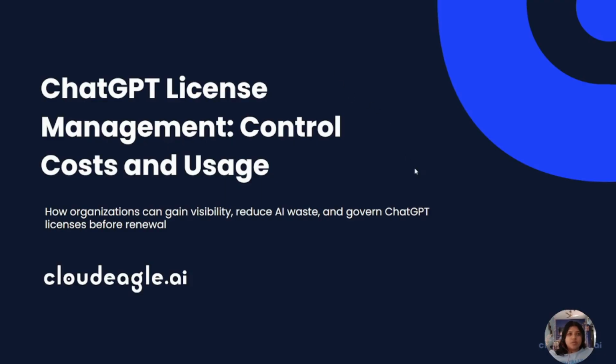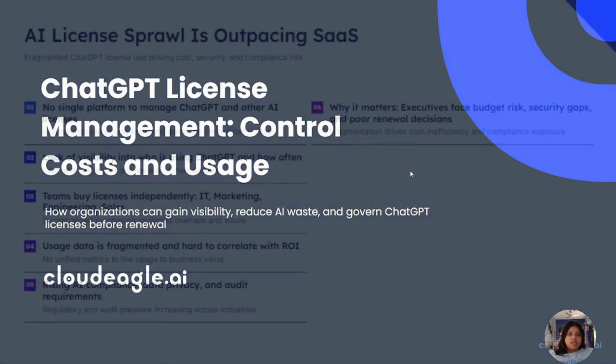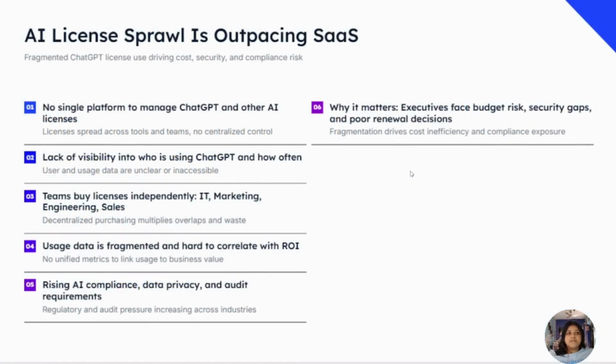Today we are going to talk about ChatGPT license management. ChatGPT is now widely used across teams like engineering, marketing, sales, support, and HR. But while adoption has been fast, managing and governing ChatGPT licenses hasn't kept pace. Many IT and procurement teams still struggle to answer simple questions.